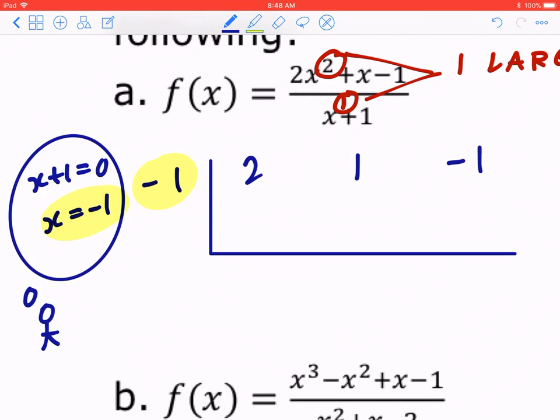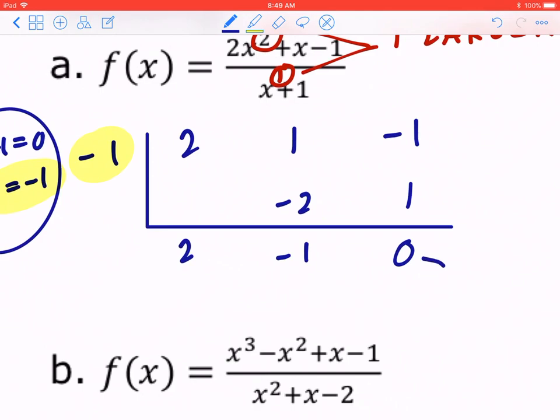Again, same 3 steps. The first step is to copy, bring the 2 to the bottom. Step 2, multiply, negative 1 and 2. So negative 1 times 2 is going to be negative 2. Then you're adding. 1 plus negative 2 is going to give you negative 1. Then again, you're multiplying. Negative 1 times negative 1, which is 1. And this will always give you the remainder. So you go back, and now you realize, wait a minute, the remainder is 0.